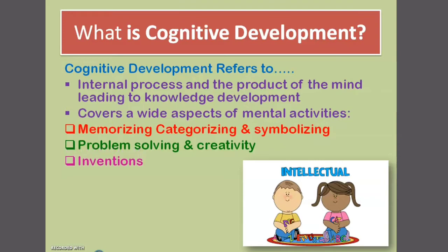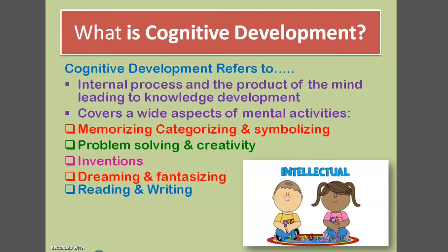Another thing is inventions. Inventions are also done through cognition; they are a product of cognition. Then dreaming and fantasy. Dreaming is another thing. Our dream is based upon our cognitive aspect. Dream is a cognitive aspect. It is stated by Sigmund Freud in his psychological ideas that dreaming is a part of cognitive development.